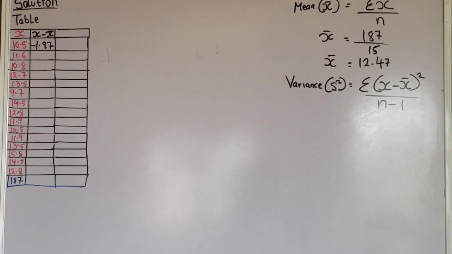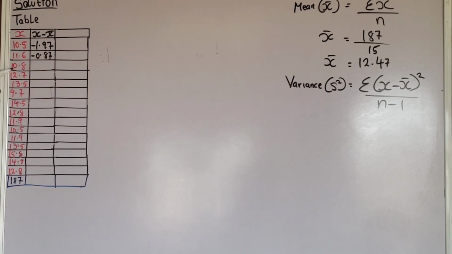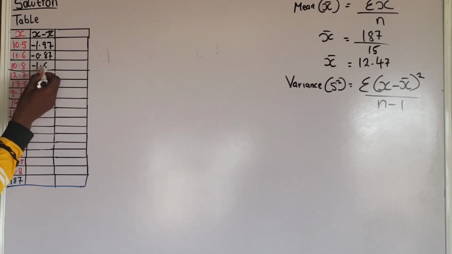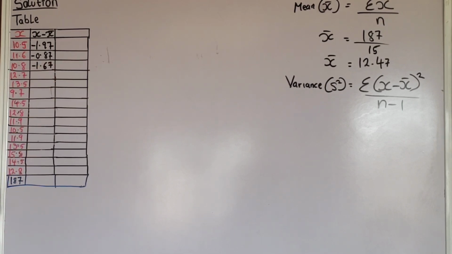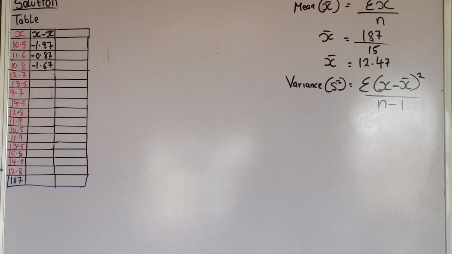Are you paying attention? Okay, let's proceed. Here I'm going to have 11.6 minus 12.47. That will give us negative 0.87. For these cells I'm going to have 10.8 minus 12.47. That will be negative 1.67. So that's how we're going to proceed. Just subtract the corresponding value of x for each cell from the mean.